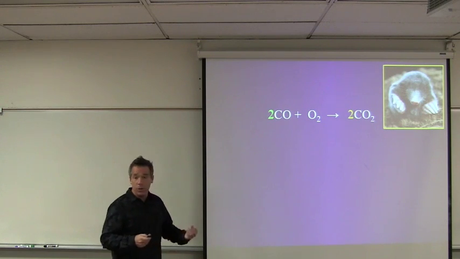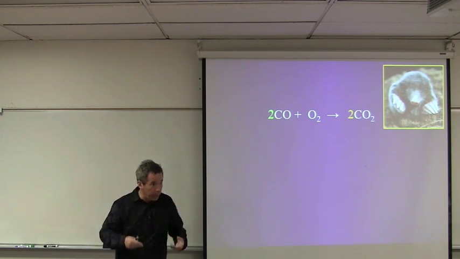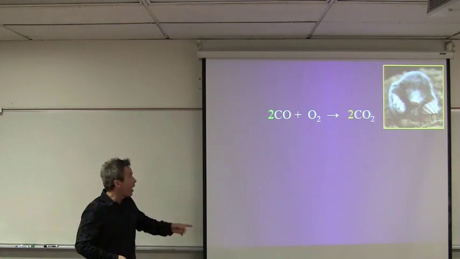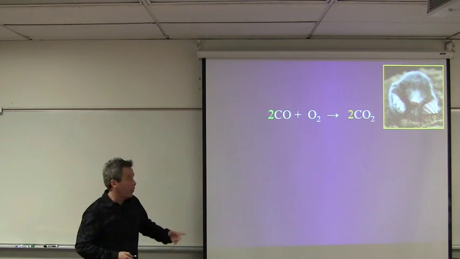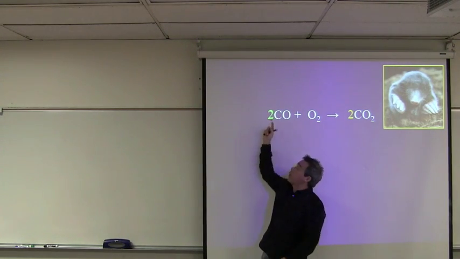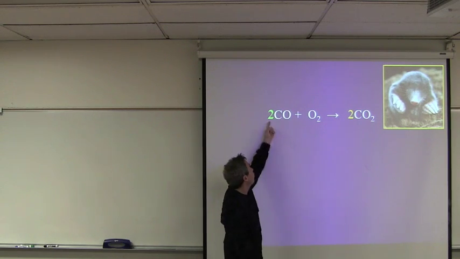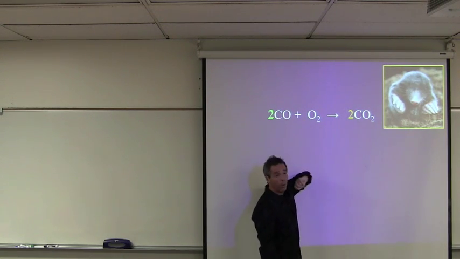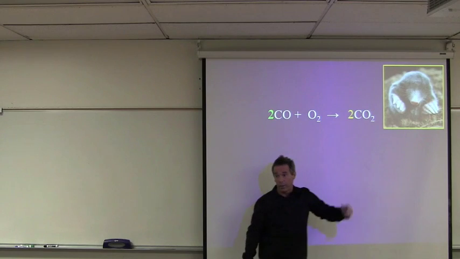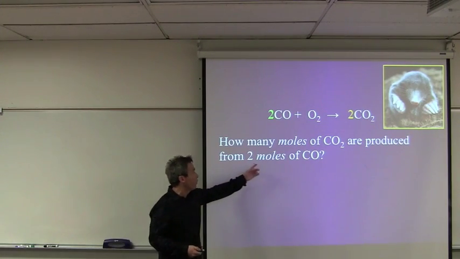Right? Because we usually don't do reactions with just 1 or 2 molecules. We have millions of them in a sample and they react. So we could think of these numbers as either the ratio 2 to 1 to 2. 2 molecules react with 1 molecule to produce 2 molecules, or 2 moles of that substance react with 1 mole of this substance to produce 2 moles of that substance. How many moles of carbon dioxide are produced from 2 moles of carbon monoxide?